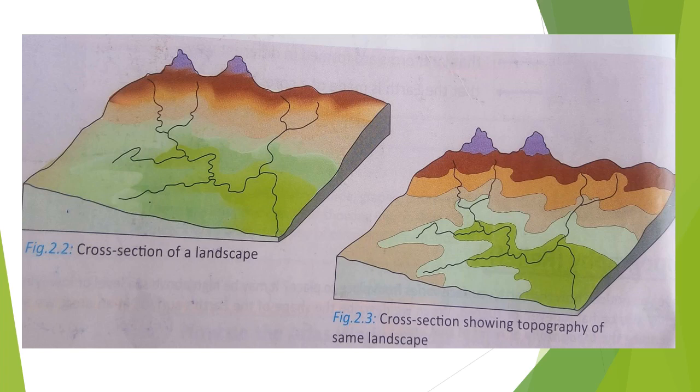Okay, here you can see figure number 2.2 and 2.3. These are the cross sections of the landscapes. Now you can see in these figures that the top of the map has been shown with purple color, while the rest of the area is brown color. Then you can see some zigzag lines. These indicate small streams or water channels. So this is the method of showing different features on a map.